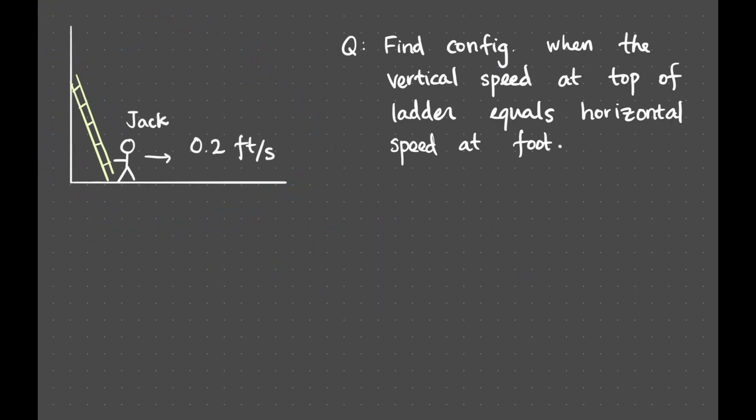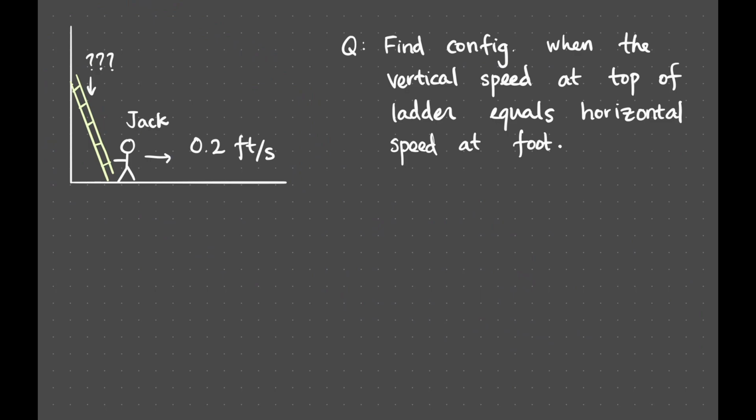Indeed, as Jack pulls the foot of the ladder away from the wall, the top of the ladder is also sliding down the wall at some rate, which may change as the ladder slides down the wall. But the problem asserts that there will be one point in time where the rate of sliding down equals the rate of sliding outward, which is the constant 0.2 feet per second, and we'd like to know what the configuration of the ladder is at that instant in time.